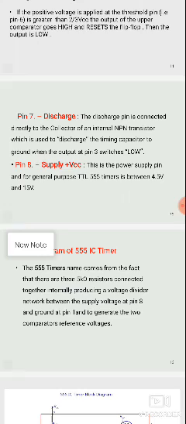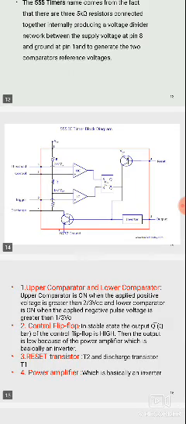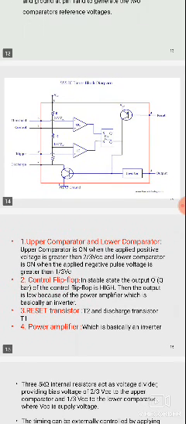Pin 7 is discharging. The discharging pin is connected to the capacitor for discharging purposes, and it will switch to low state. Pin 8 is supply. Next, the block diagram. The block diagram mainly consists of 3 resistors of 5 kilo ohms each. They work as a voltage divider network. The supply voltage will be divided into 2/3 VCC and 1/3 VCC. 2/3 VCC will be connected to the upper comparator, and 1/3 VCC to the lower comparator. The upper comparator is an op amp, and the lower comparator is also an op amp.